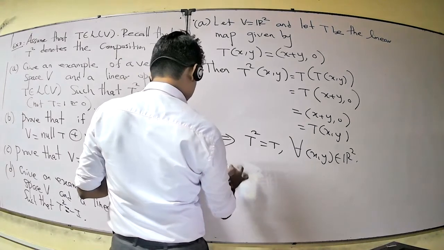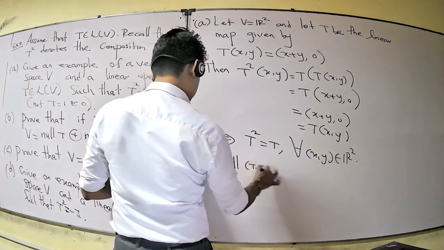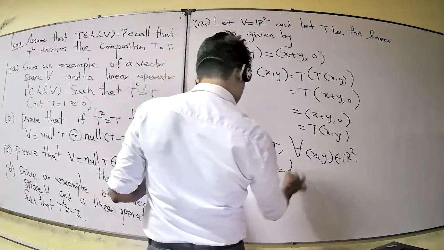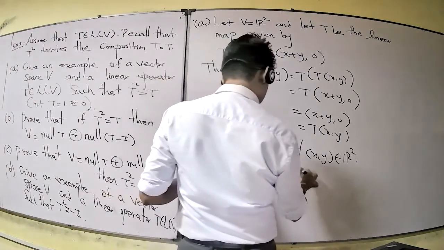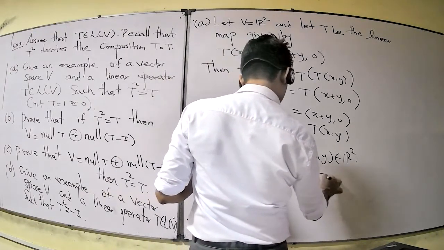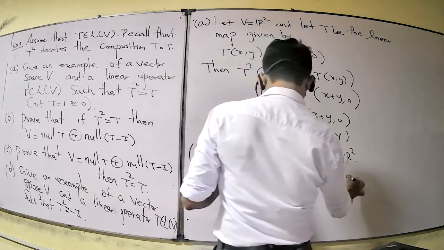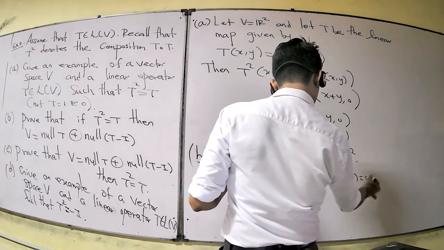What is the form of null of T minus I? You can take any values v such that (T minus I) v equals 0.